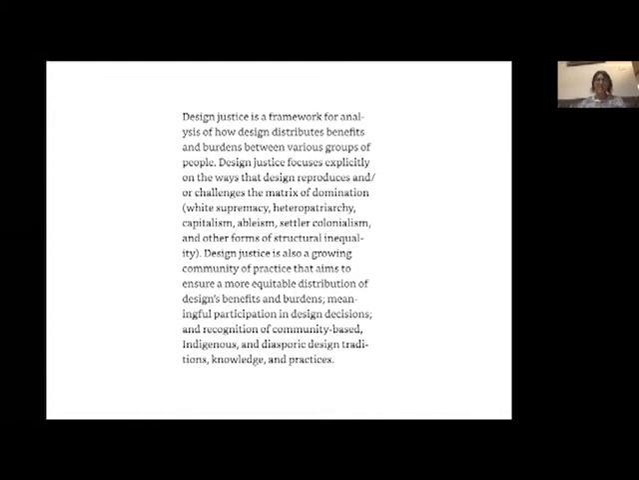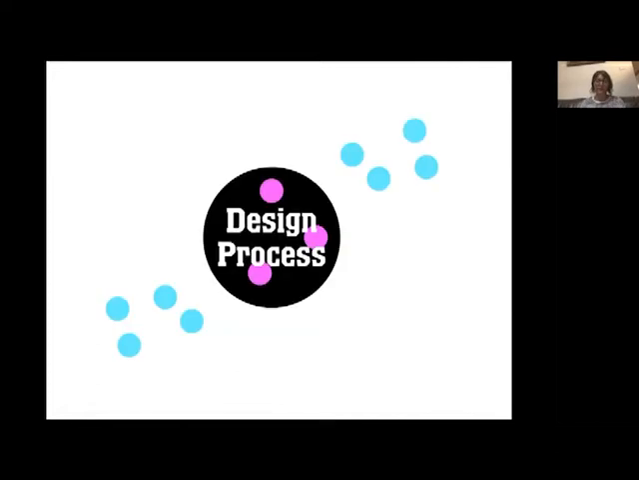Design justice is a framework for analysis of how design distributes benefits and burdens between various groups of people. Design justice focuses explicitly on the ways that design reproduces and/or challenges the matrix of domination. Design justice is also a growing community of practice that aims to ensure a more equitable distribution of design's benefits and burdens, meaningful participation in design decisions, and recognition of community-based Indigenous and diasporic design traditions, knowledges, and practices.